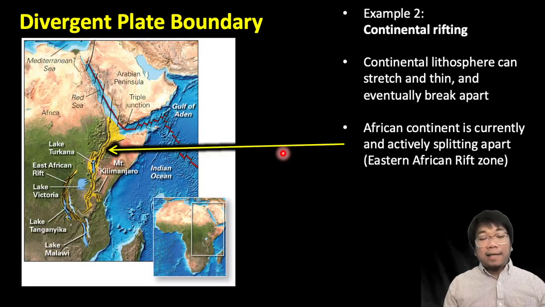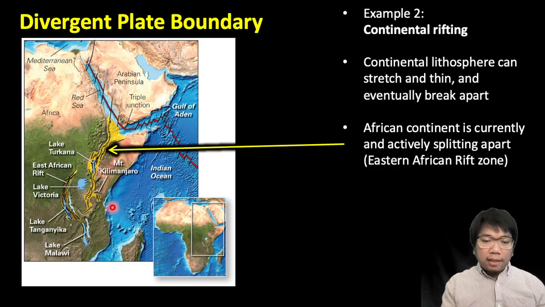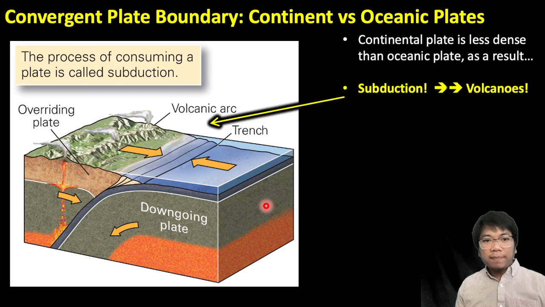And again, we also have a present day example of continental rifting, because if we take a look at the eastern side of the African continent, as we speak right now, the African continent is actively splitting apart along a rift zone called the Eastern African Rift Zone. So that's very interesting, actually.